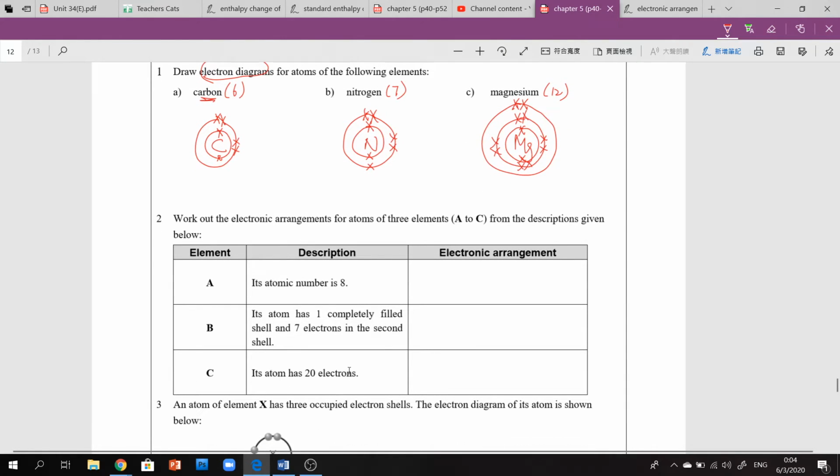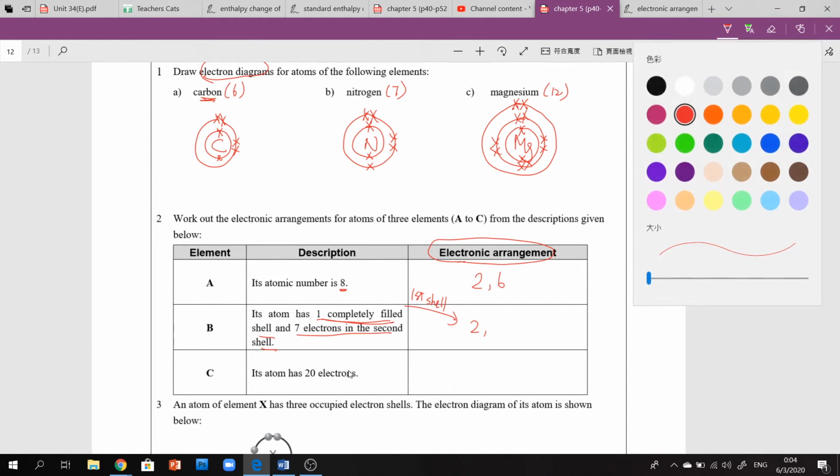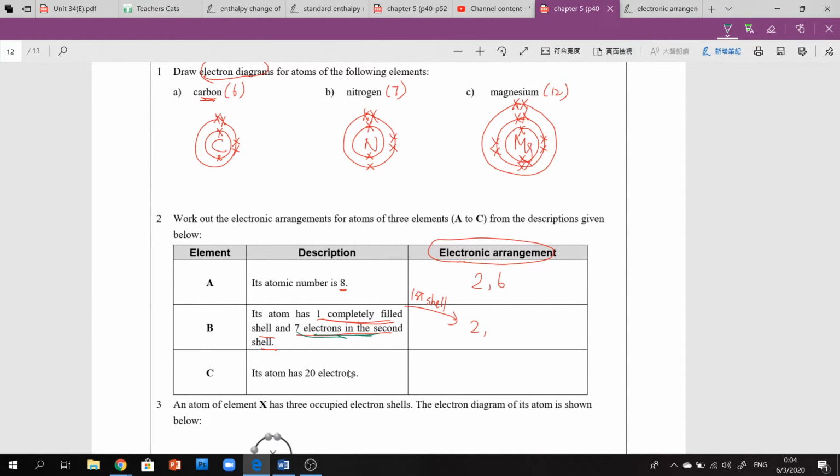What will happen if I change it to question 2? You are going to write down the electronic arrangement, a very shorthand method. Atomic number is 8. So the electronic arrangement is simple, it is 2, 6. This atom has one completely filled shell, which of course is the first shell, and 6 electrons in the second shell. How about the next one? 2 in the first shell, 7 in the second shell. That's it.